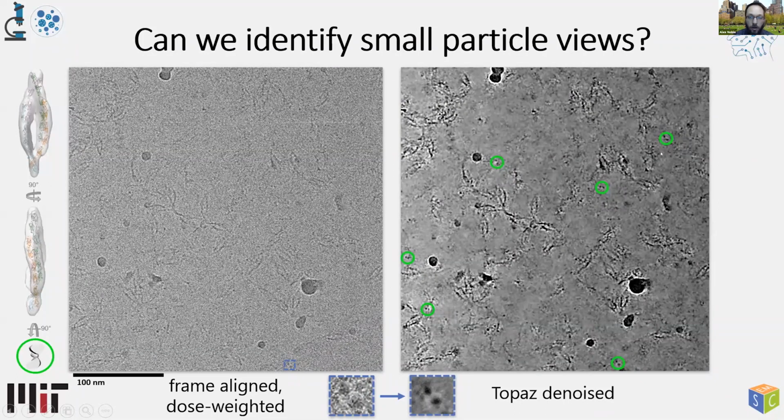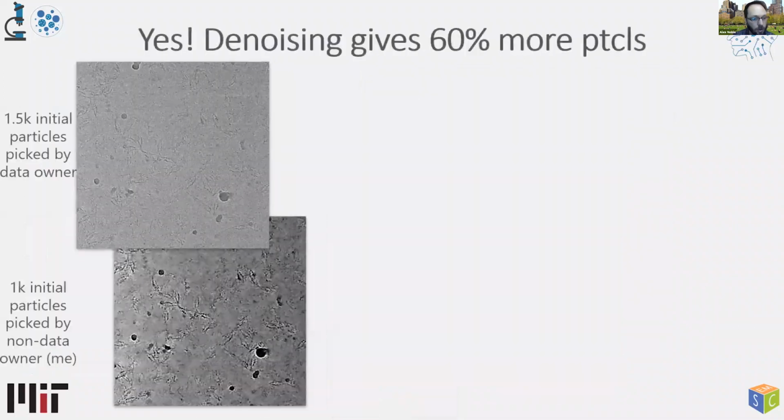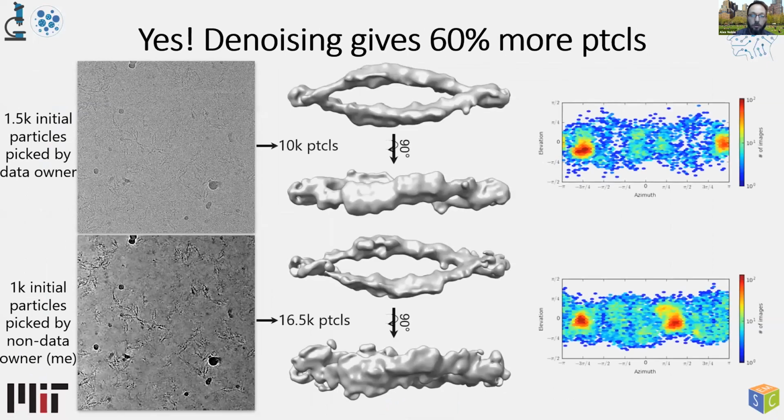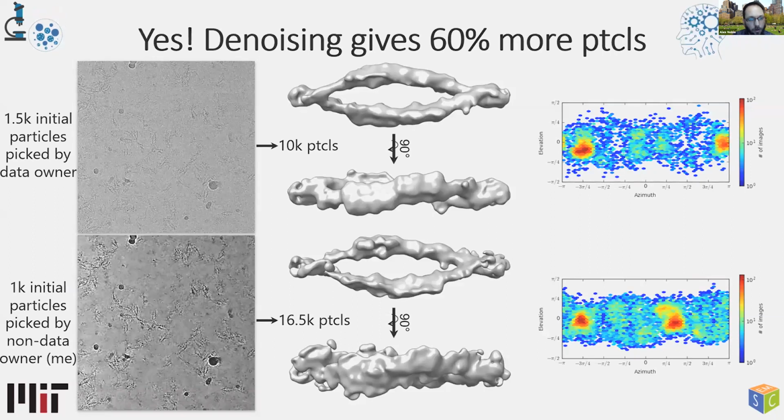And what you can do then, which is what I did in the denoising preprint, is I went ahead and retrained after picking on denoised micrographs and trying to get as many top views as I could. And so I trained on about 1,000 particles that I picked, whereas the data owner trained on about 1,500 particles, and went ahead and then trained a Topaz picking model using these particles, and I got about 60% more particles. And as you can see, the Euler angle distribution is much better. Though it's still a difficult structure, it's still low resolution, but I just want to show that denoising micrographs allows you to identify Euler angles much better.